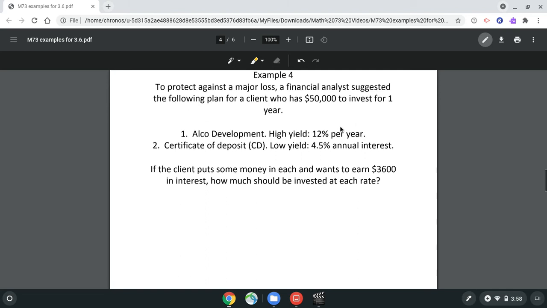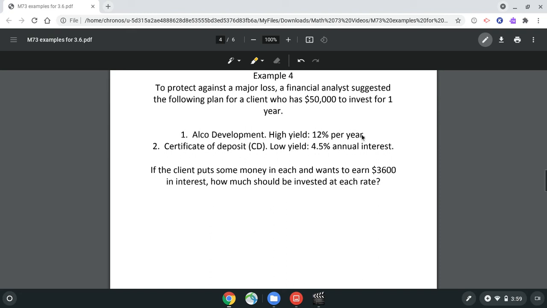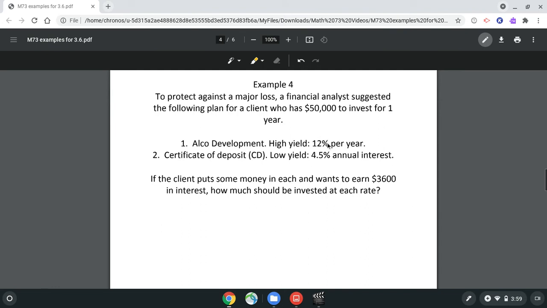12% interest, 4.5% interest. If the client puts some money in each and wants to earn $3,600 in interest, how much should be invested at each rate? So it's kind of like the person doesn't want to risk it all and put it here, but then they also don't want to put it here and have that slow growth. So they're willing to take some risk and invest over here.